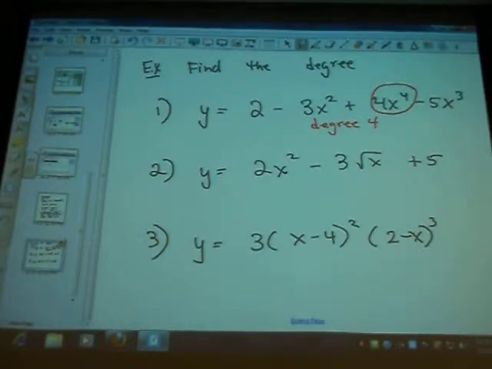What about number 2? It's 2. Number 2 is not a polynomial. Oh. That's square root of x. You cannot have that in a polynomial. Polynomials can only have x squared, x to the third, x to the 4th, x, and constants. Square root, fractions, anything funky is not going to be allowed.